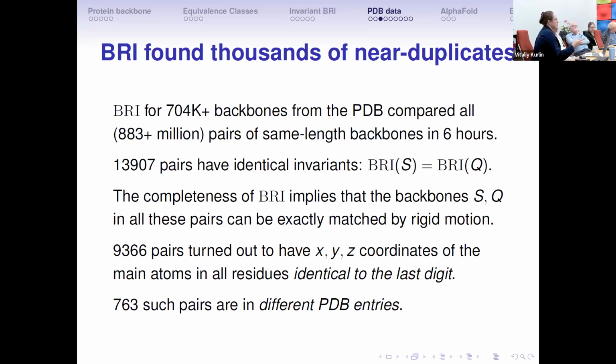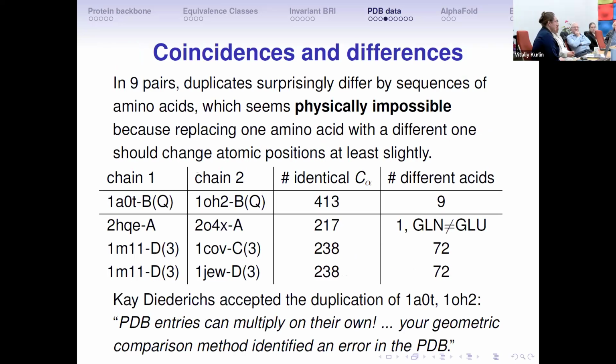And let me note that here it's a complete coincidence. That's not even just close shapes. That's completely coinciding shapes, and sometimes even completely coinciding coordinates. Okay, so we started to look at that in detail. For example, here in 9 pairs, we also found that the sequences of amino acids were different, which seemed to be physically impossible if we claim that the coordinates are exactly the same.